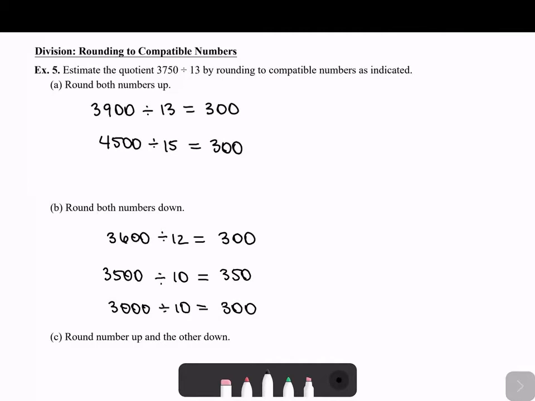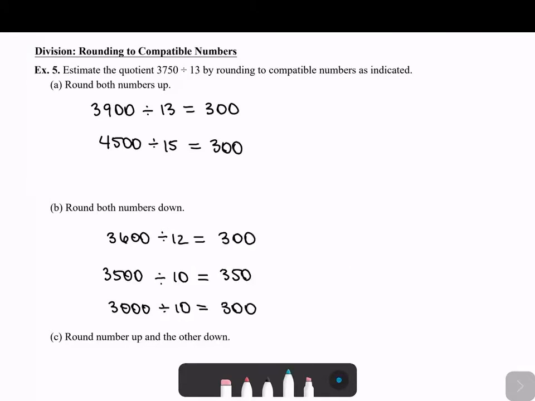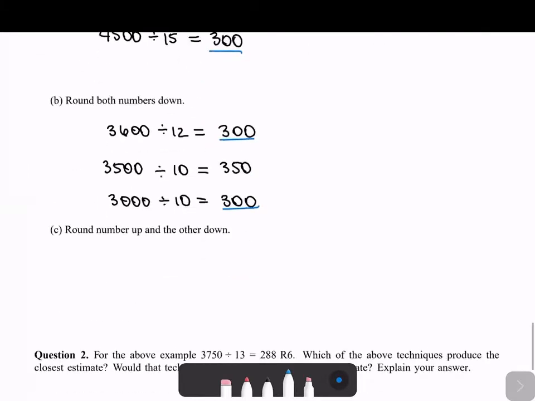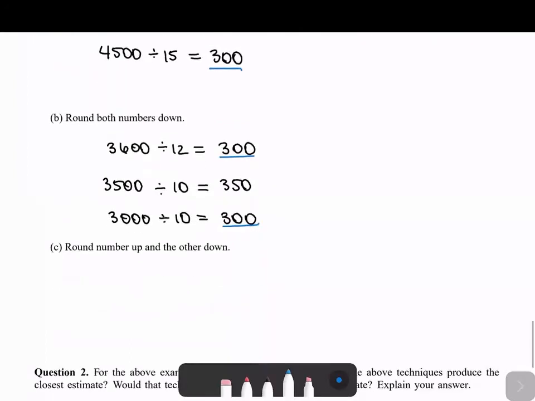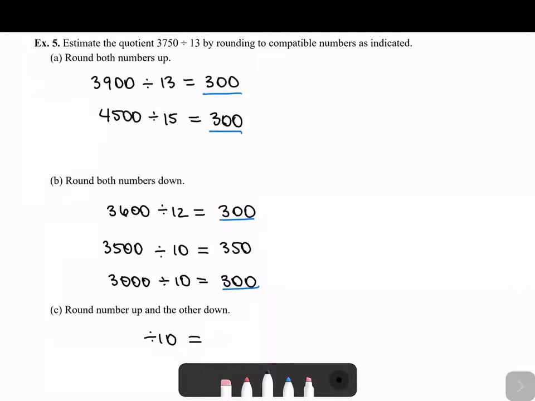And you can see that doing it all of these different ways, we get a lot of repeat answers. A lot of these have 300 as our answer. Okay, so now let's try rounding one number up and one number down. Let's first try rounding down the 13 to 10. If we round 13 down to 10, then we need to round 3,750 up.